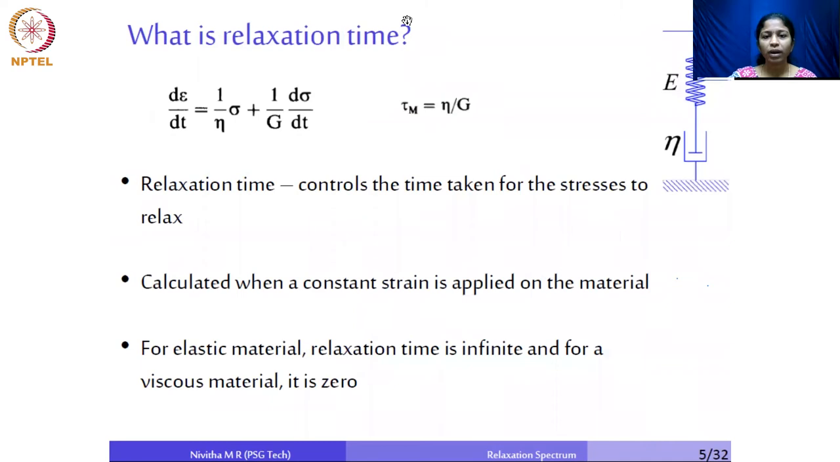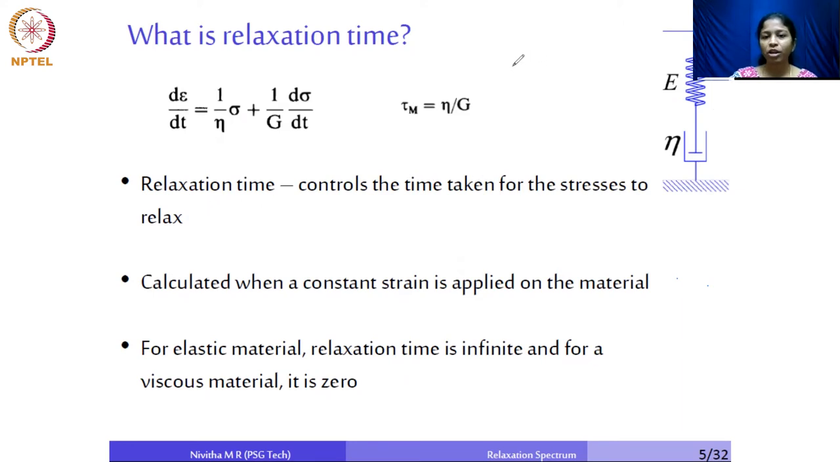Okay, so now if you look at the Maxwell model, which you're quite familiar with, it is characterized by a spring and a dashpot, right? So you're familiar with the Maxwell model, and that's why I'm not going to get into the mathematical part associated. But I am just going to say that in a Maxwell model, the relaxation time is calculated as the ratio of viscosity eta by G, basically. Right. So what is this relaxation time? How do I define it? It controls the time taken for the stresses to relax.